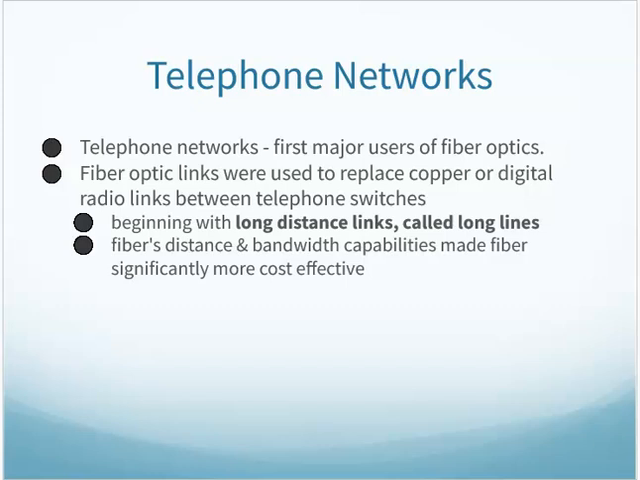Telephone networks were the first major use of fiber optics, replacing those copper links, giving you a longer distance between the central office and a box out in a neighborhood. This is where fiber optics started becoming used first in your telecommunications. This again gave you more bandwidth and distance and was more cost effective because one fiber strand replaced 128 copper wires.